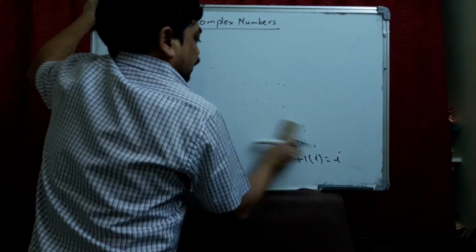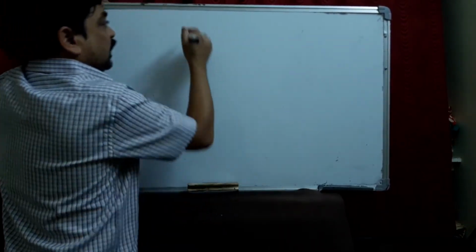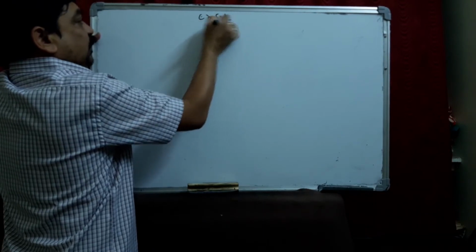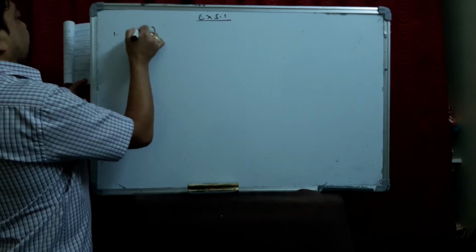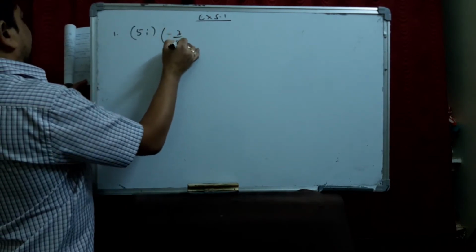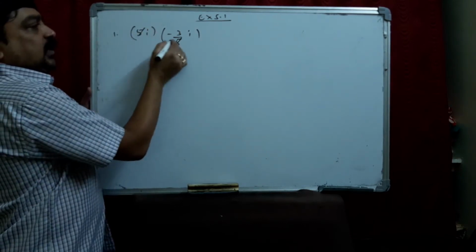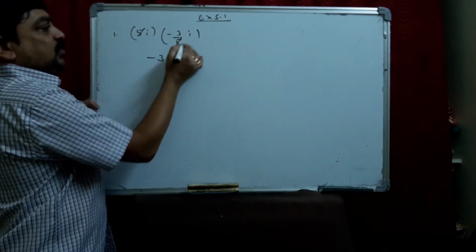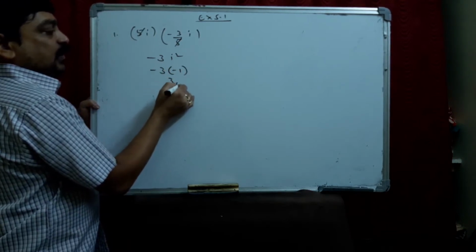Exercise 5.1. I will do all the problems. See carefully. Exercise 5.1, see the first problem. They ask us to find 5i into minus 3 by 5i. Now, let us cancel the numbers first. Then it becomes minus 3, i into i becomes i square. i square value is minus 1, so it becomes plus 3.